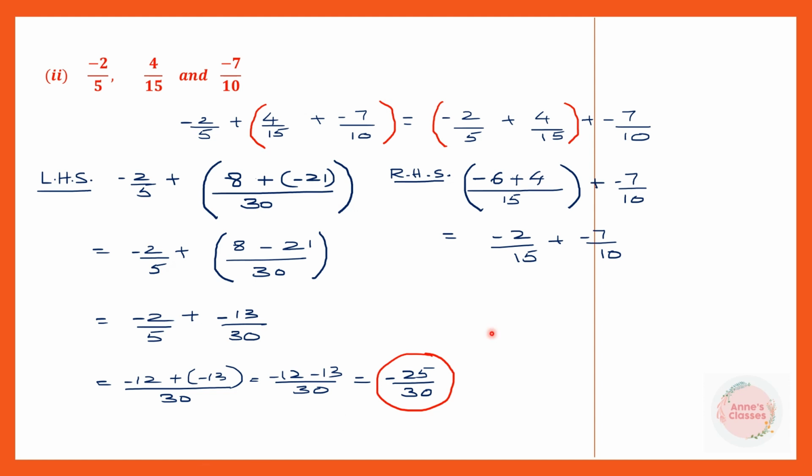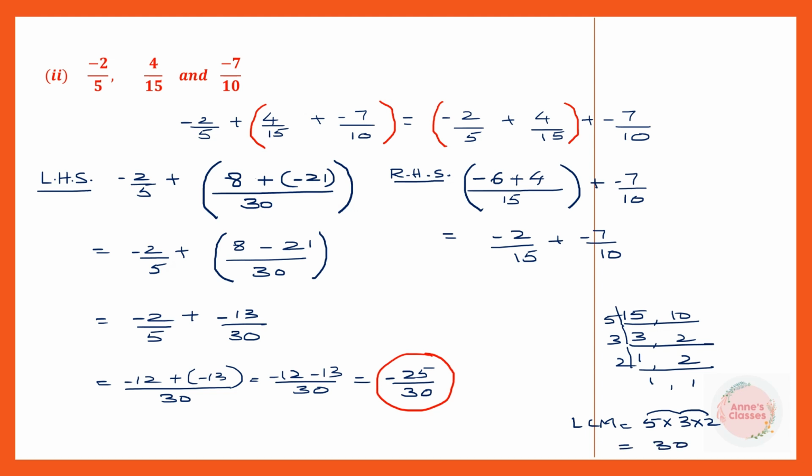Now here we can simplify this. We have to find out the LCM of 15 and 10. So let's do that. 15 and 10, the LCM. Let's begin with 5. 5 threes are 15. 5 twos are 10. Continue with 3. 3, 1 and then you have 2. Continue with 2, 1 and 1. So what is our LCM? That is 5 into 3 into 2. 5 threes are 15, 15 twos are 30. 30 is the LCM which we are going to use as the common denominator here, 30.